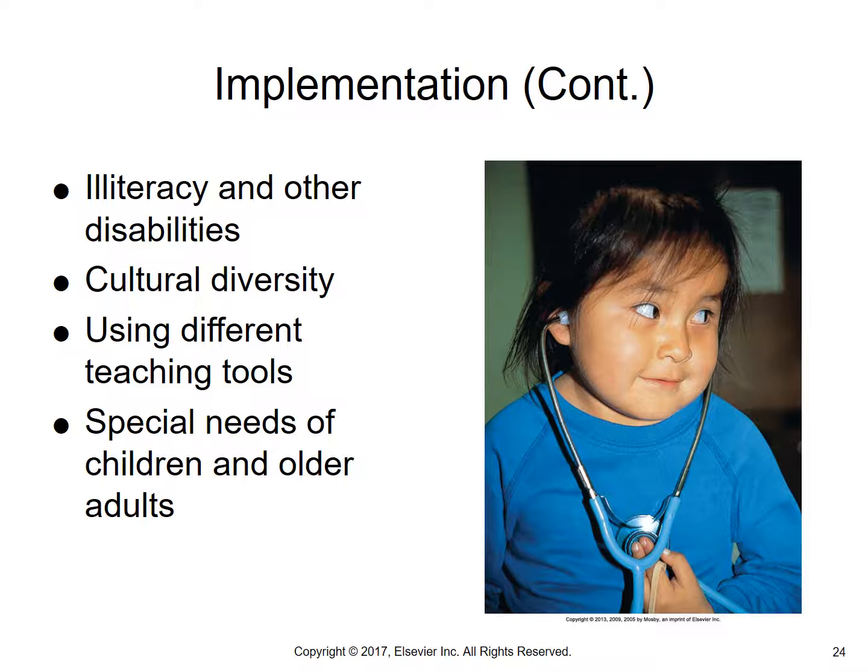So more in implementation, you have literacy and other disabilities. Again, you need to know, where is their educational level? Can they hear you okay? Can they see you? Can they verbalize? What are some other disabilities that might keep them from you implementing? Again, we talked about physical needs, spiritual needs, cultural needs, cultural diversity, using different teaching tools. We just talked about those. And special needs of children and older adults.